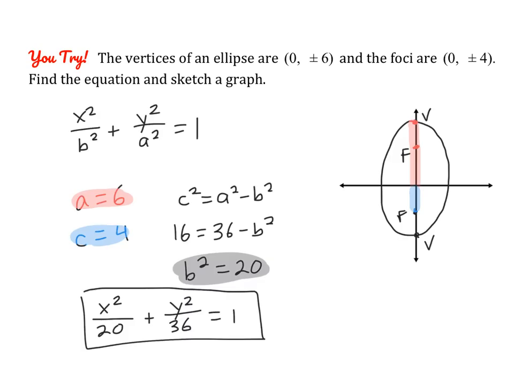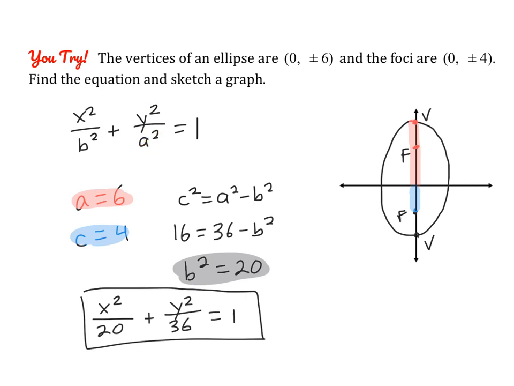Okay, so go ahead and check your answer here. Since our foci and our vertices are vertical, we know that this is a vertical ellipse, so it's going to have this form. Note for this equation, the larger a squared term should be under y squared.